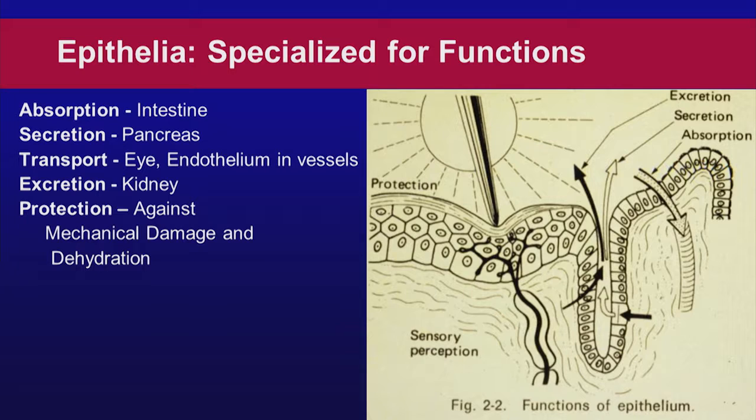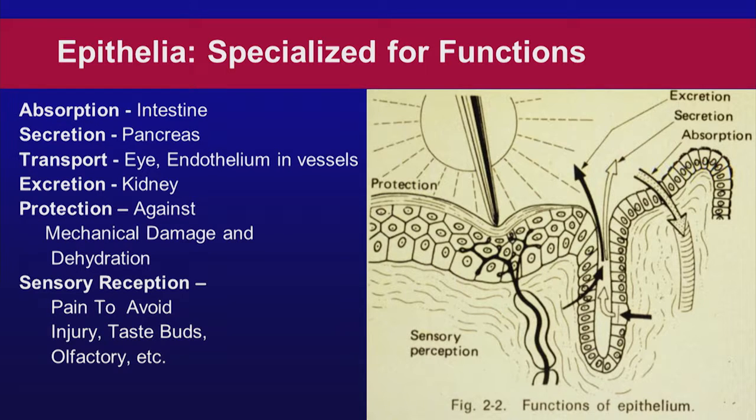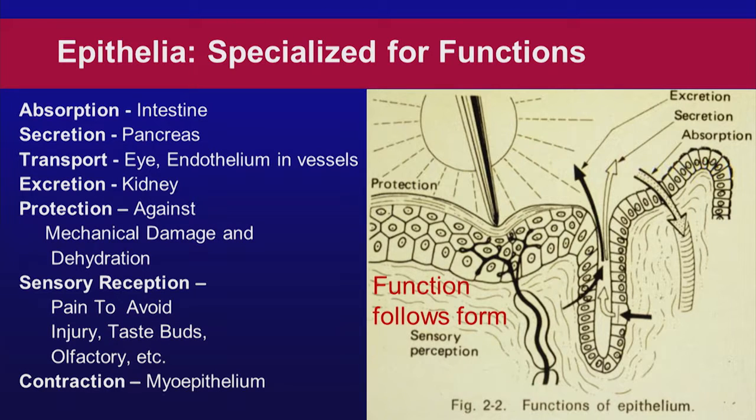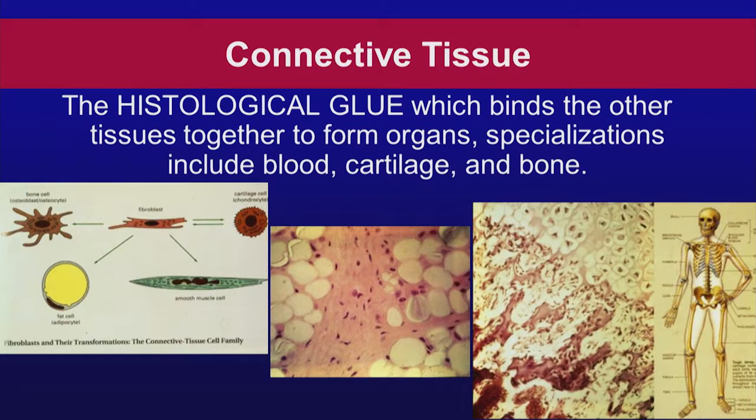protection against mechanical damage and dehydration is what our epidermis does for us. Sensory, we have taste, we have taste buds, olfactory, the smell, we have pain receptors to feel things, and also epithelium can contract. We have myoepithelium in your eye that allows you to dilate your iris. So basically, function follows form. That is, you need to have cells having varied shape to have the various functions that epithelium have.